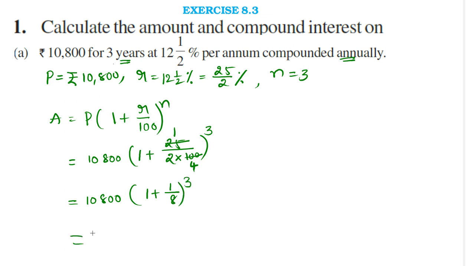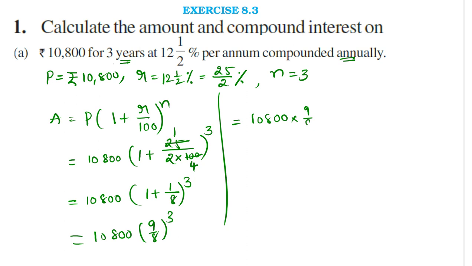So this is equal to 10,800 into, 8 into 1, 8 plus 1, 9. So 9 by 8 whole cube. So this is equal to 10,800 times 9 by 8 whole cube, means 9 by 8 times 9 by 8 times 9 by 8.